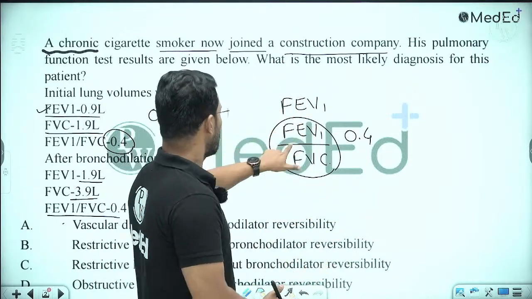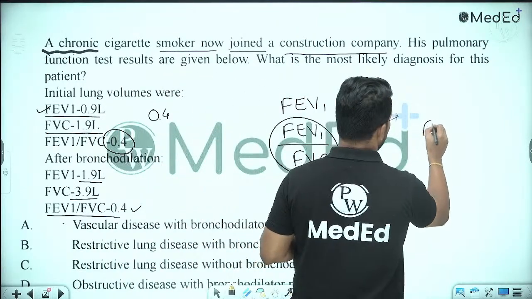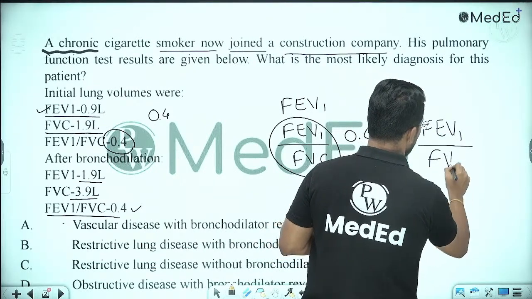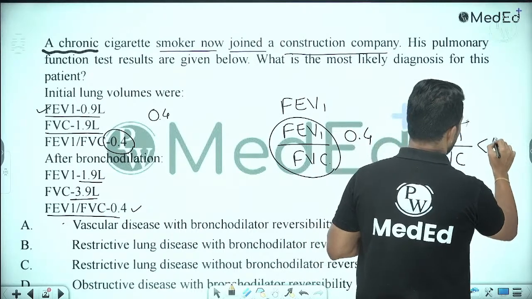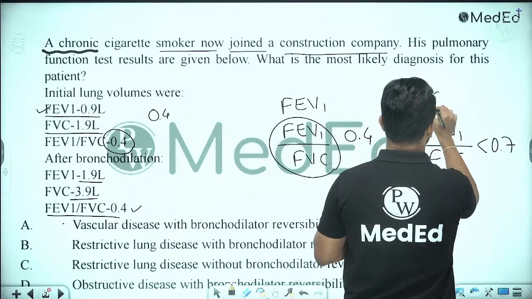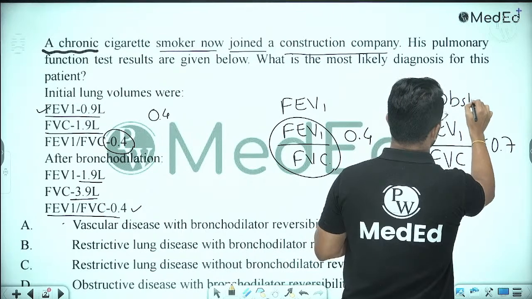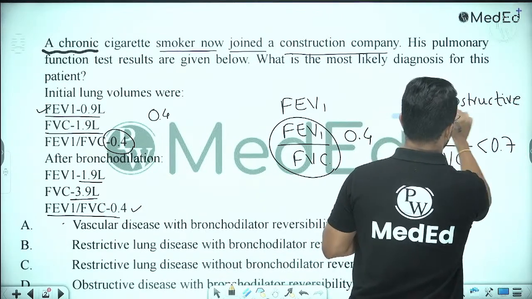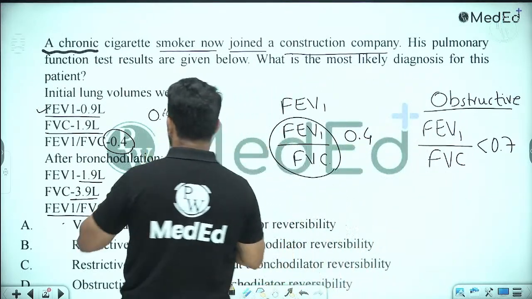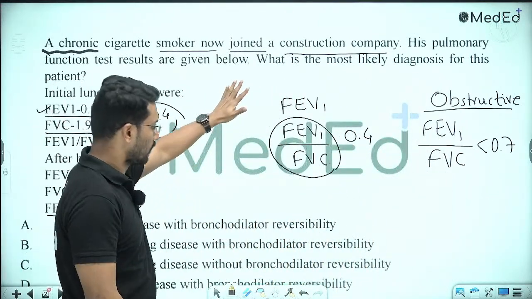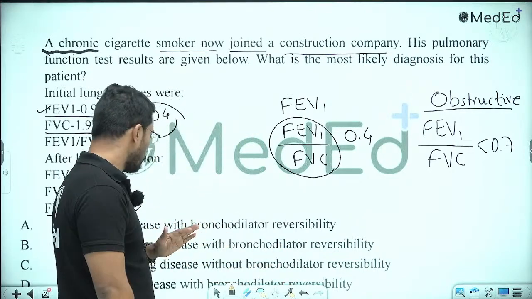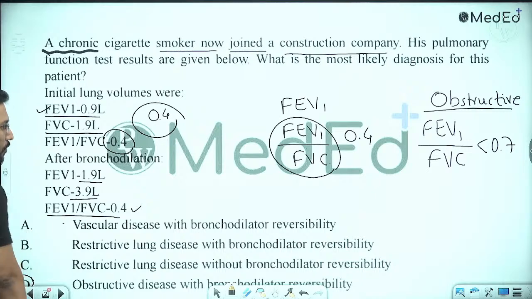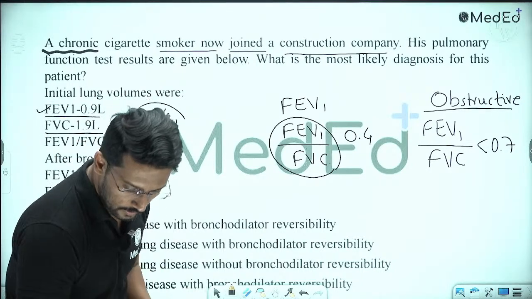Obviously, when FEV1 by FVC is less than 0.7, we know it is indicative of obstructive lung disease, right? Whenever it is less than 0.7, it indicates obstructive lung disease. So in this case, pre-bronchodilator FEV1 by FVC was 0.4. That clearly tells us that we are dealing with a case of obstructive lung disease. And here there is only one option which says obstructive lung disease, and that is option D. So in all probability, that is going to be the right answer.